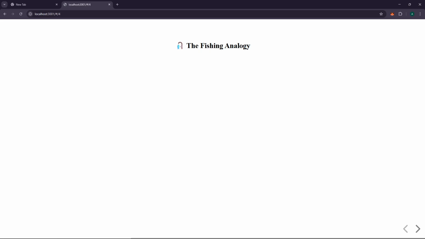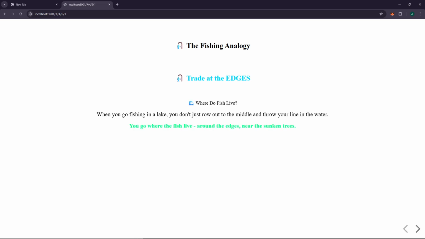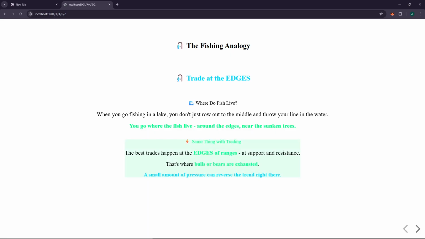Now the fishing analogy. Here's a key insight from Wyckoff, and this is very important. David Weiss describes finding trades as being like fishing. It's like trading at the edges. When you go fishing in a lake, you don't just row out to the middle and throw your line in the water. You go where the fish live, around the edges, near the sunken trees. Same thing with trading. The best trades happen at the edges of ranges, at support and resistance levels. That's where bulls or bears are exhausted. A small amount of pressure can reverse the trend right there.